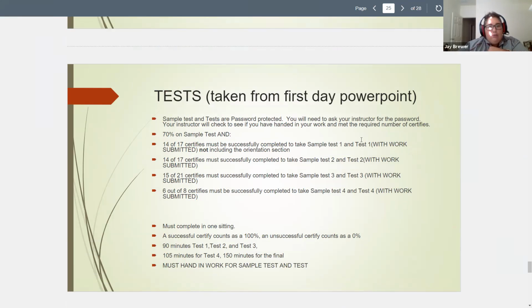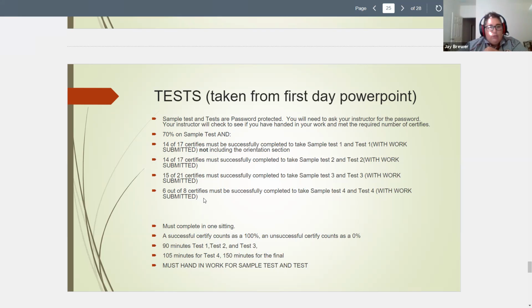I will check to see if you have handed in your work and met the required number of certifies. You need 70% on a sample test, and 14 out of 17 certifies must be successfully completed to take sample test 1 and test 1, with work submitted, not including the orientation section. Then you're looking at 14 out of 17 for test 2, 15 out of 21 for test 3, and 6 out of 8 for test 4. You must complete each test in one sitting.